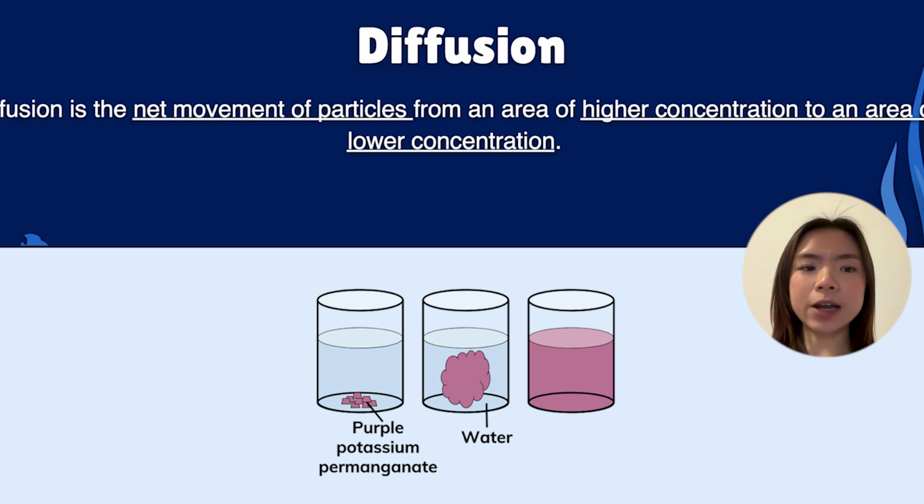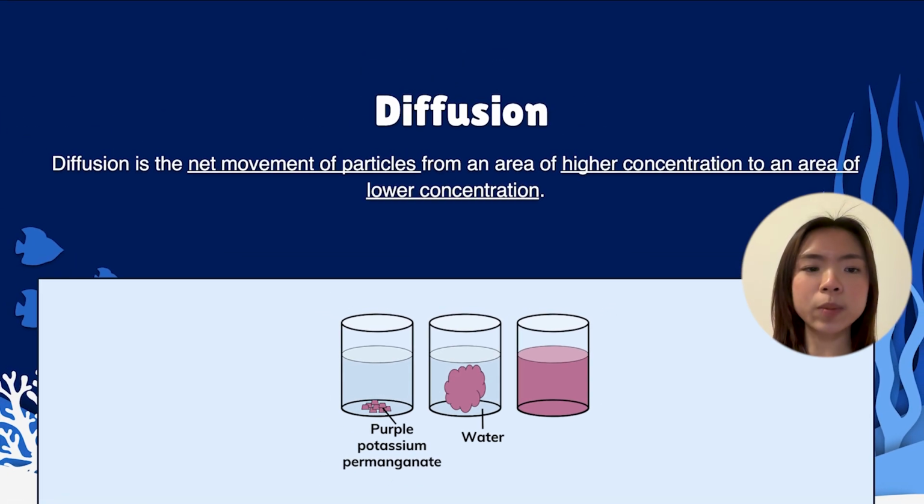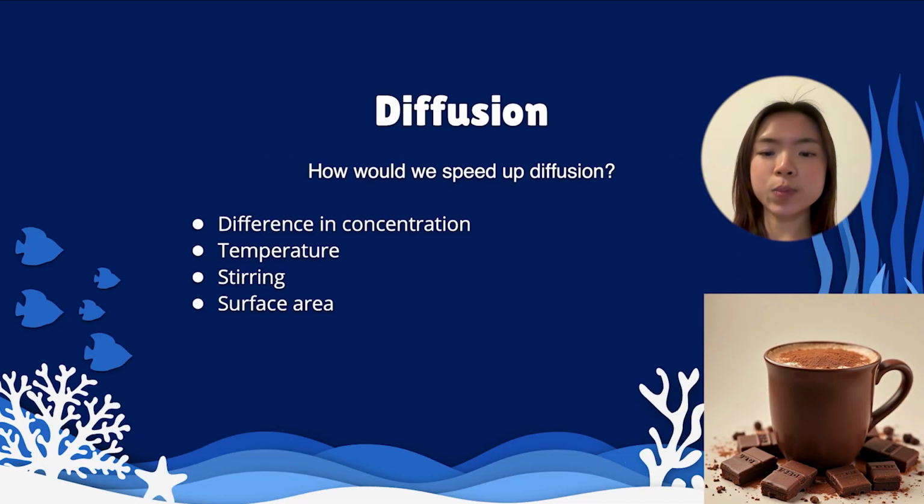So here we've got a diagram of spraying perfume in a room. So the perfume is gas. And then here we've got another diagram which shows purple potassium permanganate, which is diffused in water. So we can see that this process is the same in liquid. And we can see that the purple color has been spread throughout the whole cylinder.